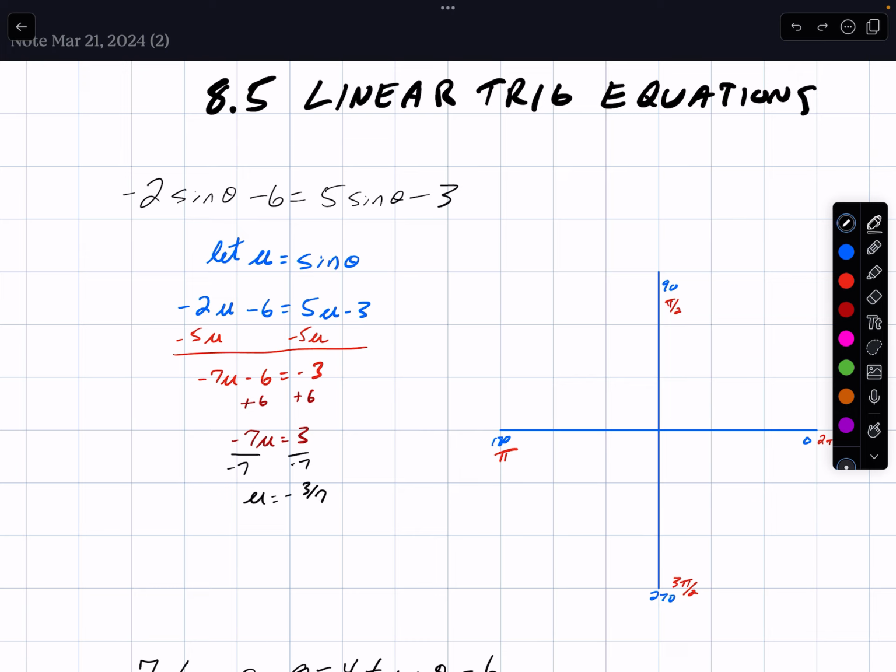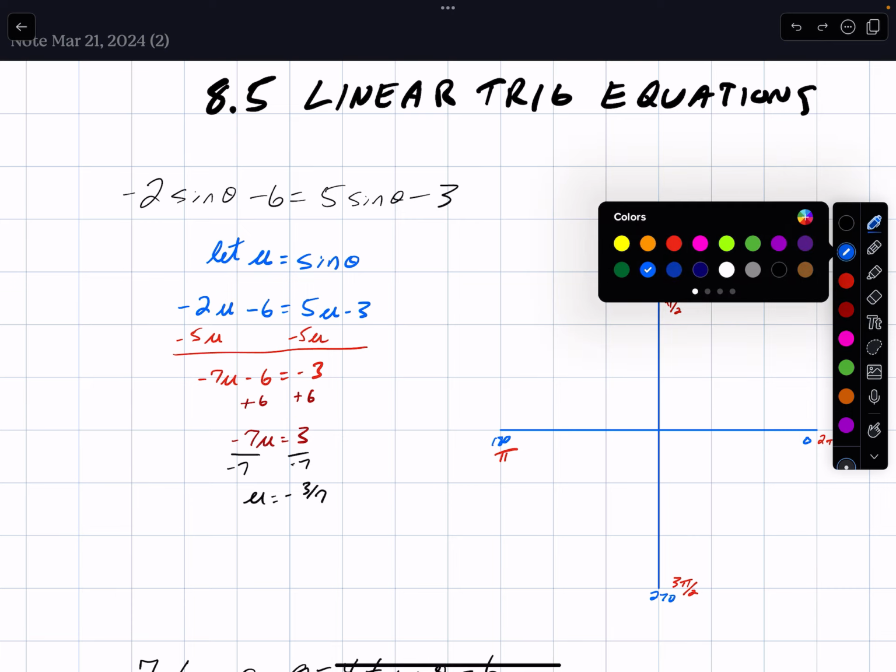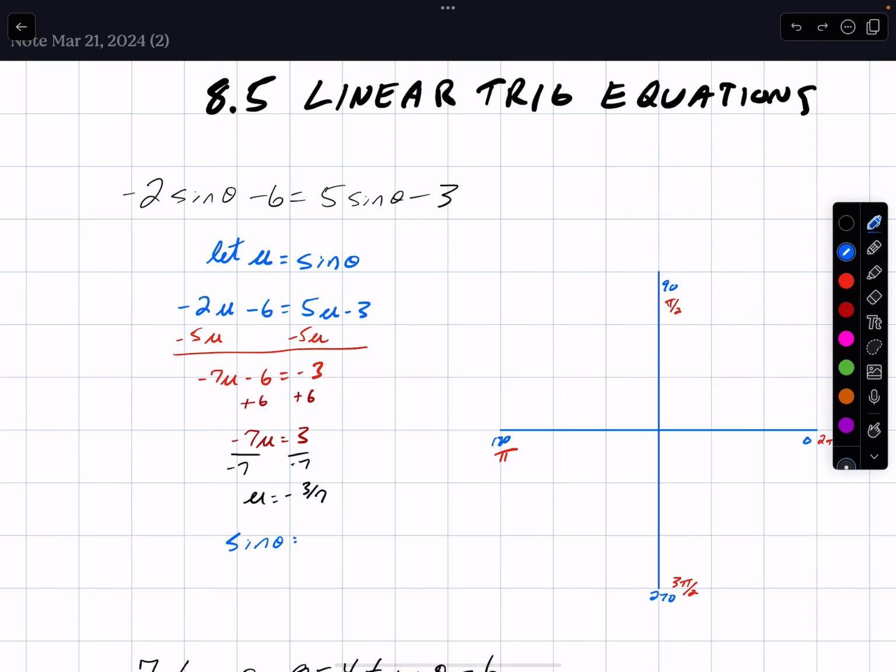So replace u again with sine. I'm going to say sine theta equals negative 3/7. The next thing you have to do is think about where sine is negative. You can think of sine as the y value. Where is the y value negative? The y value is negative in quadrant 3, so you can draw your triangle in quadrant 3.